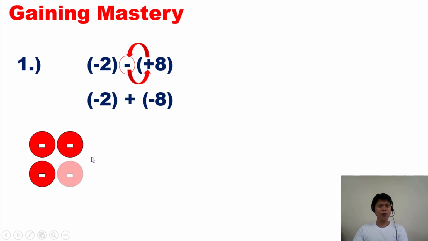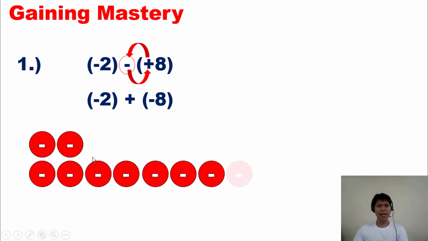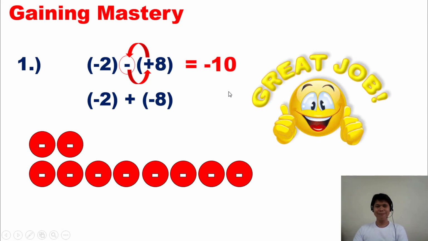It becomes negative 2 plus negative 8, so negative 2 and negative 8: 1, 2, 3, 4, 5, 6, 7, 8. And since we cannot cancel out, there are no zero pairs, then we just count them. This is 8, 9, 10. The answer is negative 10. Did you get the correct answer?